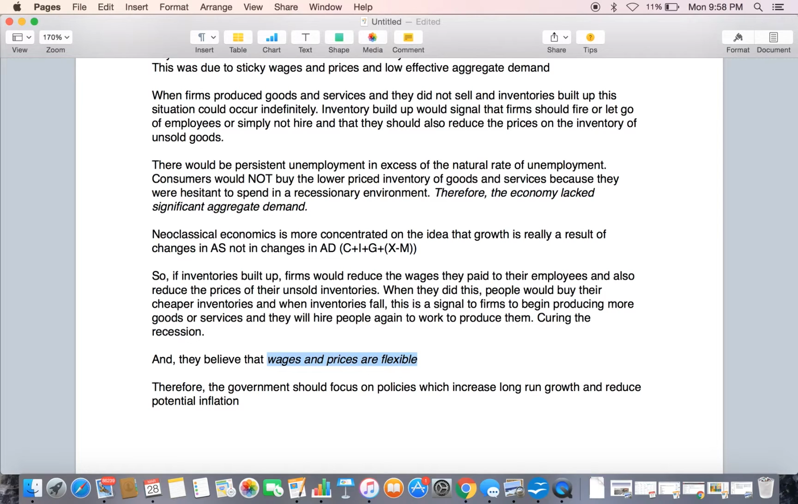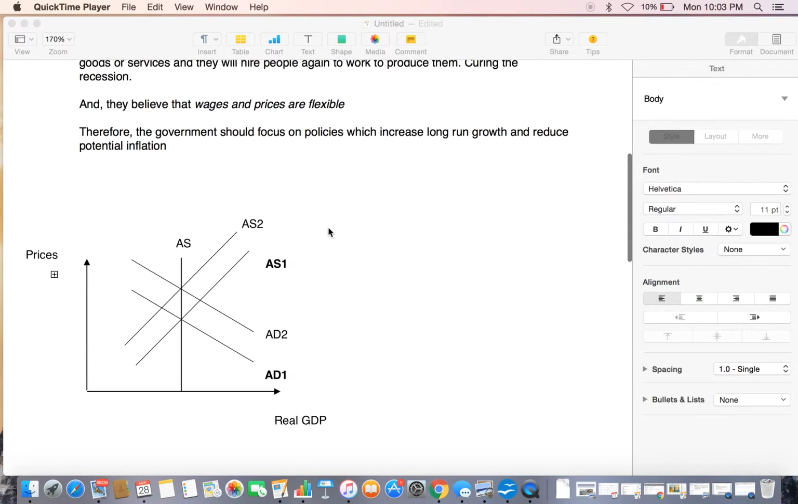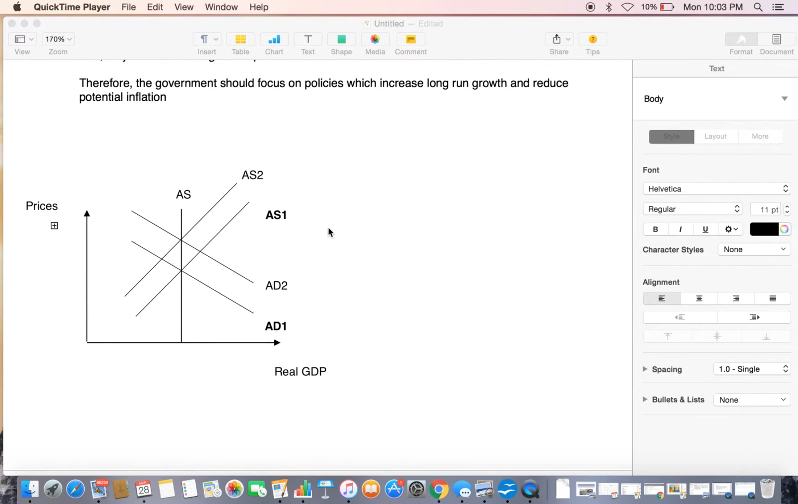Therefore, government should focus on policies which increase long-run growth and reduce potential inflation. We do not need to be so concerned about unemployment resulting from insufficient short-term aggregate demand. Neoclassical perspective, our aggregate supply curve is vertical.